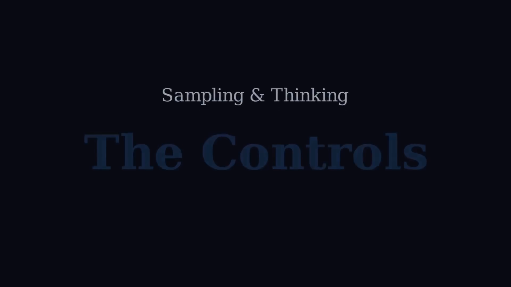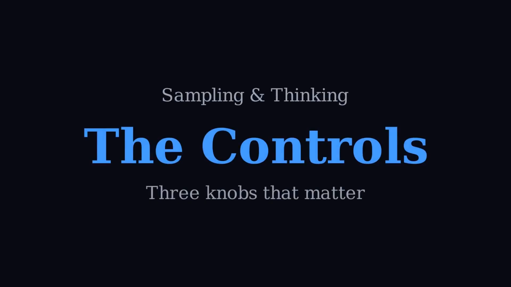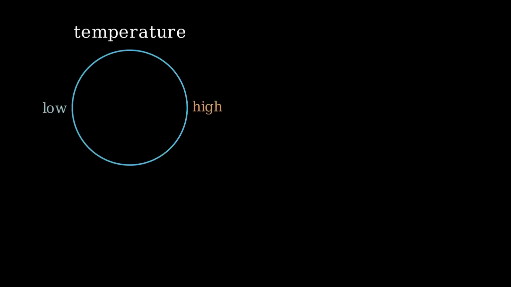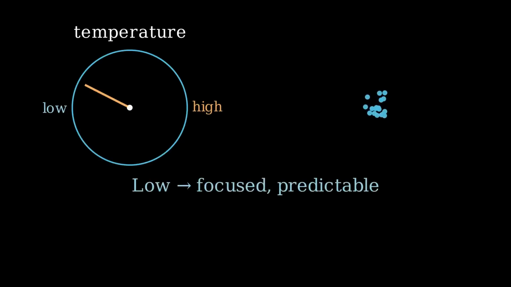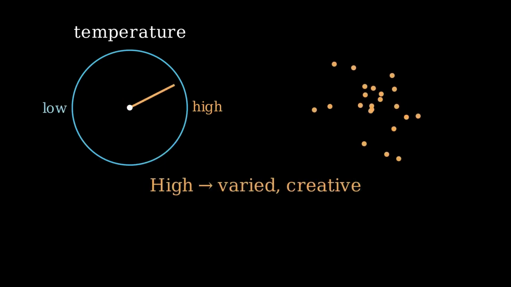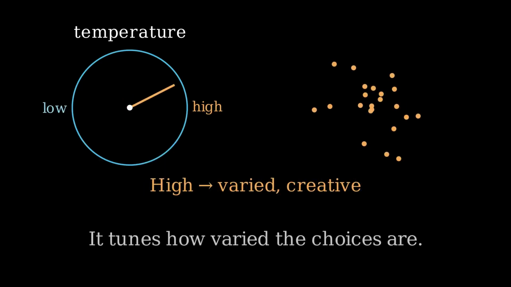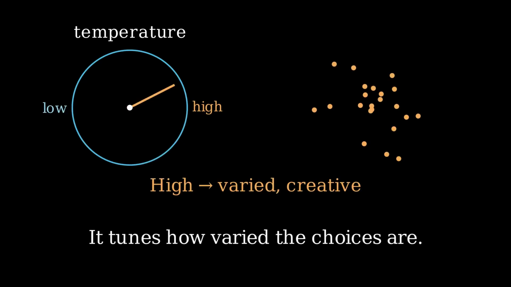3 controls shape what the model gives you. Let's take them one at a time, what each does and where each bites. Temperature controls how varied the output is. Low temperature makes the model focused and predictable. It picks the safe, likely words. High temperature lets it range wider, more creative, less predictable. It's tuning how adventurous the word choices get.